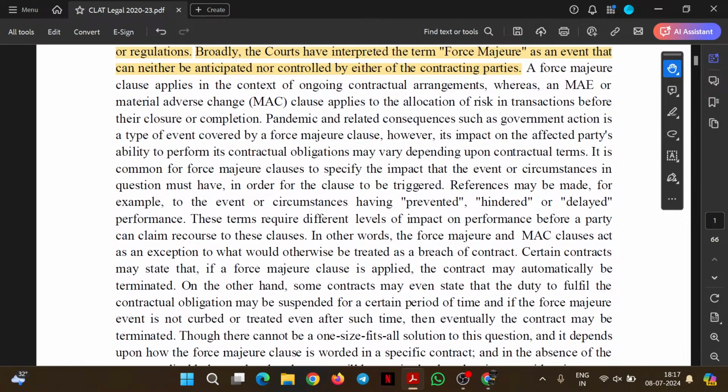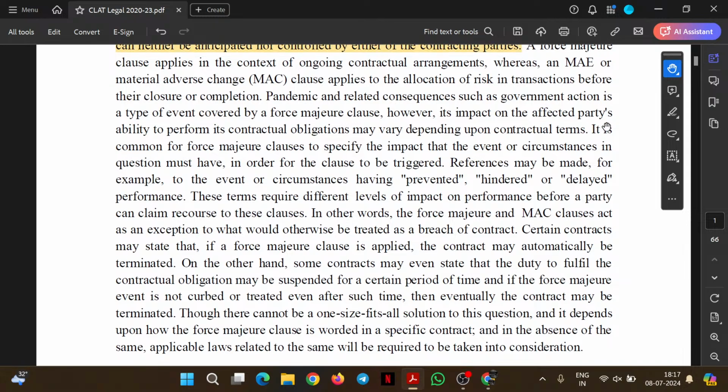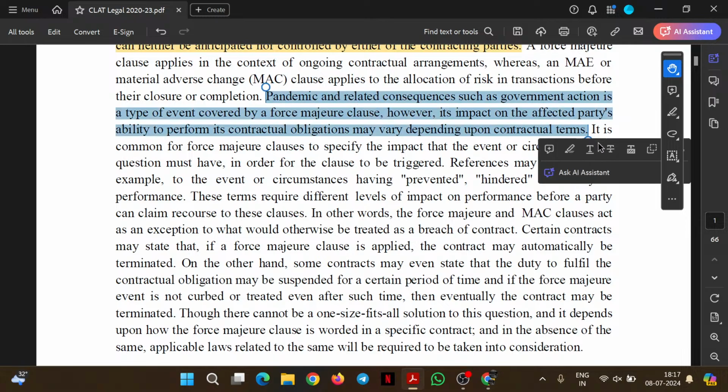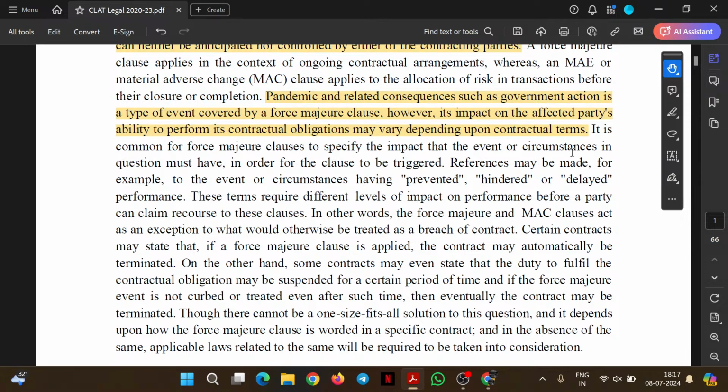Pandemic and related consequences such as government action is a type of event covered by a force majeure clause. However, its impact on the affected party's ability to perform its contractual obligations may vary depending upon the contractual terms. So here we become aware that all these obligations entered into by the parties through a contract may be hindered by any of the events mentioned earlier, like a hurricane, a disaster, terrorism, or for that matter, coronavirus.